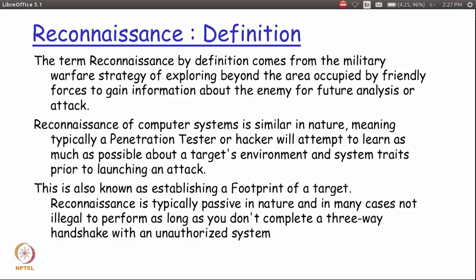So, the first step that we will be looking at in detail is reconnaissance. What exactly do we mean by the term reconnaissance? Reconnaissance by definition came right from the time of history when military battles started happening, wherein this was basically a strategy of exploring what the area occupied by the enemy forces was like.